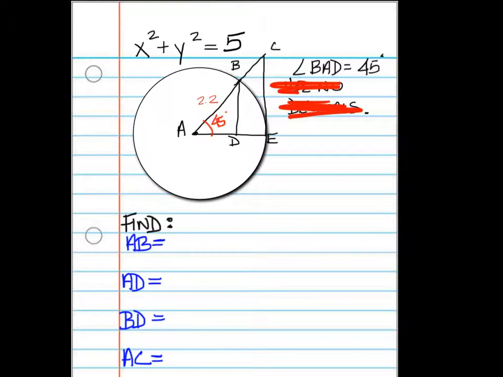Okay, so if we want to find AB, we just did it. It is 2.2. That is the radius. We want to find AD. AD is an x value. It's adjacent to the 45. So if you do cosine 45 degrees equals x over 2.2, you cross multiply to find it. Cosine 45 times 2.2 gives me 1.6.